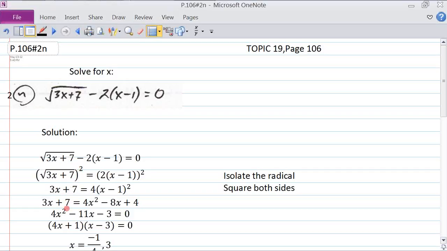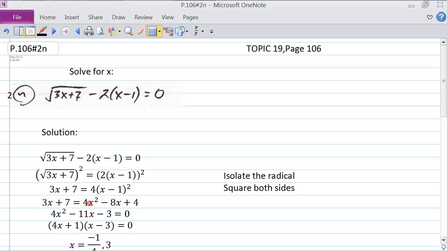So we have 3x plus 7 equals, now, when we expand this, it's going to be x squared minus 2x plus 1, so multiplying the 4 times the x squared gives us 4x squared. The middle term here is going to be minus 2x. When we multiply that by 4, we get minus 8x. The last term is going to be plus 1, and when we multiply that by 4, we're going to get plus 4. Now we collect like terms.